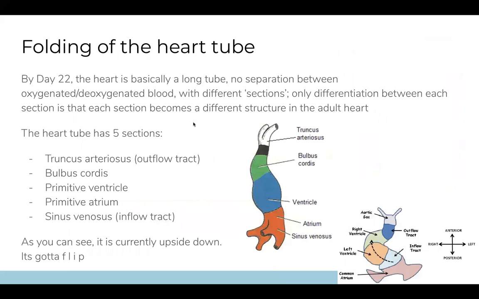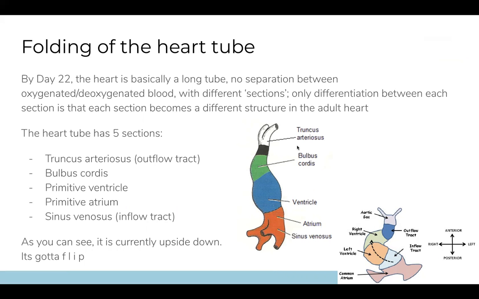Now is the heart tube itself. Now this is a little bit more important. So by day 22, the heart is basically this long tube. You don't have any separation between oxygenated or deoxygenated blood. You don't have half and half. The only differentiation between each section is that each section will become a different structure in the adult heart. Realistically, you can't really differentiate between these when you look at it.